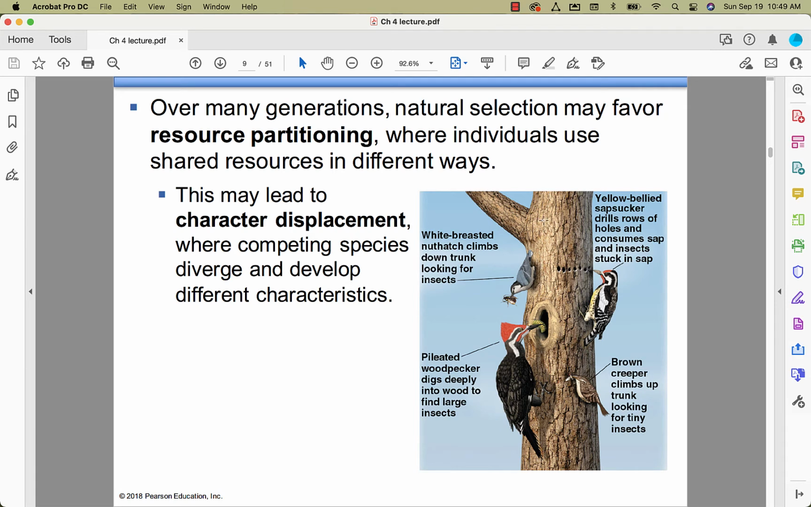You've got the white-breasted nuthatch, which starts at the top of the tree and climbs down. You've got the brown creeper that starts at the bottom of the tree and climbs up, all looking for insects, probably the same species of insects too. The pileated woodpecker, these things are so cool. They're about the size of a duck. Huge woodpeckers. They dig pretty deep into holes in trees to find bigger insects. The yellow-bellied sapsucker is another kind of woodpecker, but it is going to drill small holes and consume sap and the insects that are stuck in sap. The pileated woodpecker digs deeper than the yellow-bellied sapsucker. So we have 4 different species of birds, and again, this is just an example, using different parts of the same tree or different depths in the tree. So all 4 of these species can coexist because of resource partitioning.